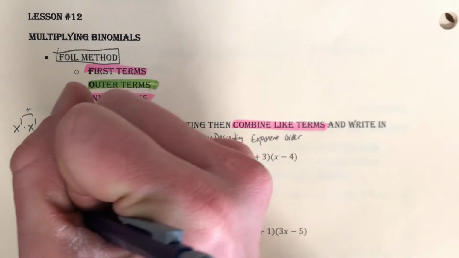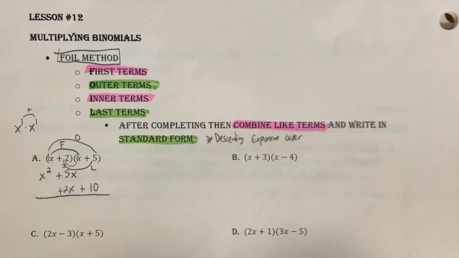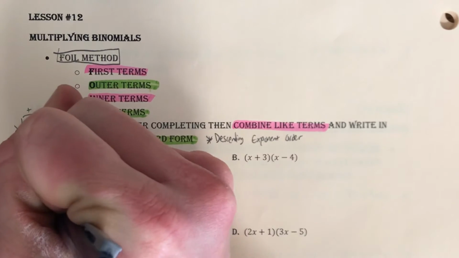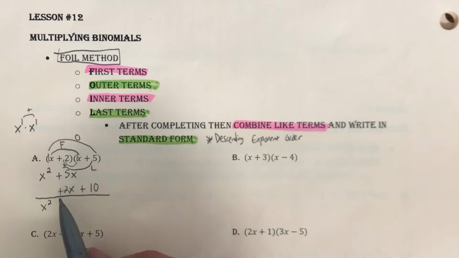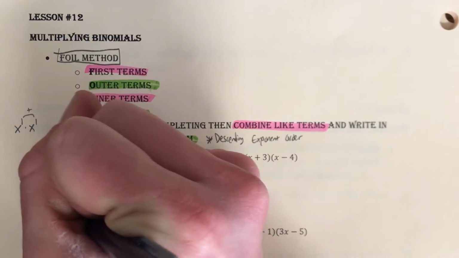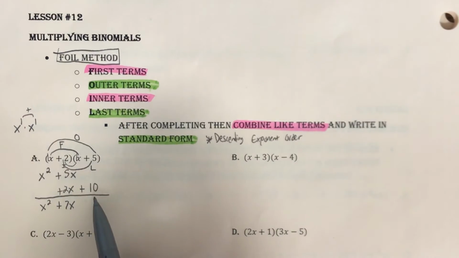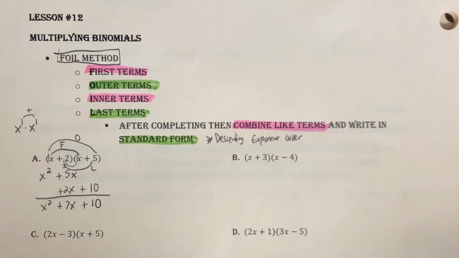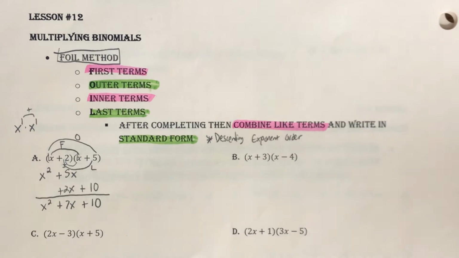Now with the stacking method, then we can just draw a little line right here and we add down the columns. Well, nothing to combine x squared with, so we bring that down. So x squared. 5x plus 2x is 7x, so plus 7x. And nothing to add the 10 with, so we bring that down as well. So plus 10. Now again, we always want to make sure it's in descending exponent order, also known as standard form. So x squared plus 7x plus 10, with the constant at the end, which is where it should always be, as we've talked about. So that would be simplified all the way down.